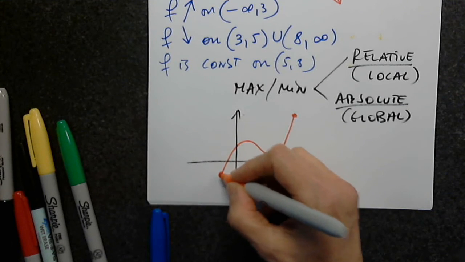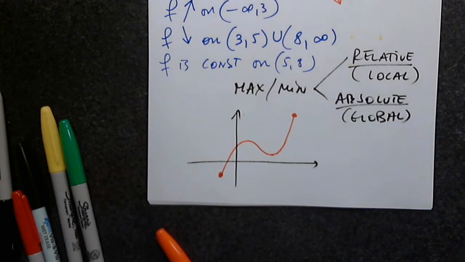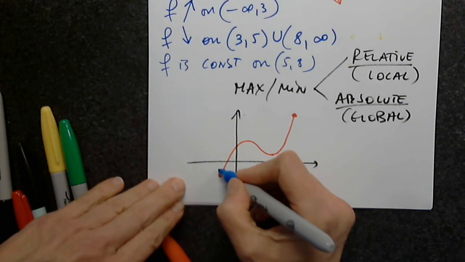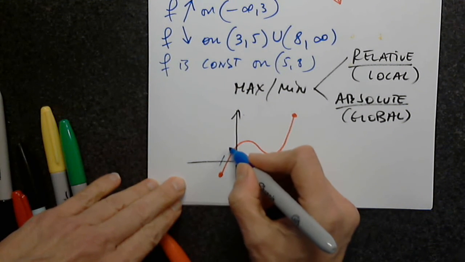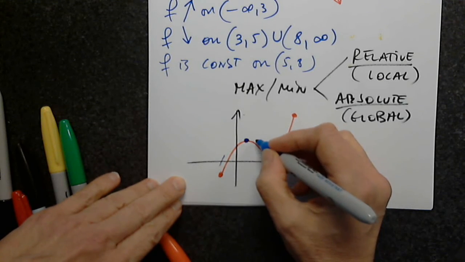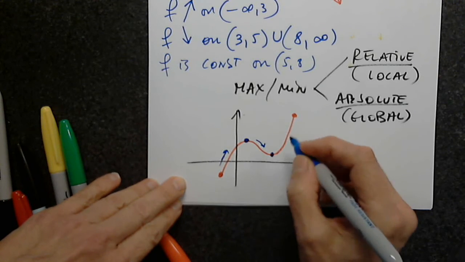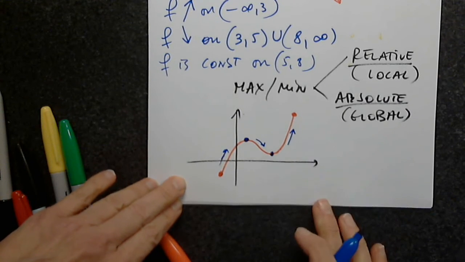The graph starts at this point and ends at this point. Obviously, I follow the trend and I see it's increasing till this point. And then I see it's decreasing and decreasing till this point. And then it continues to increase. Agreed?